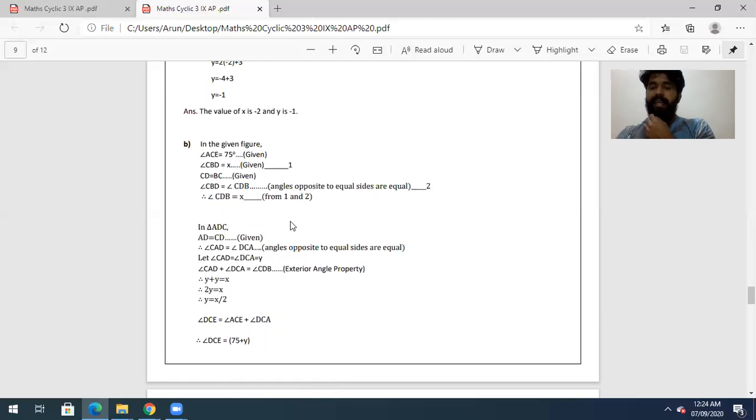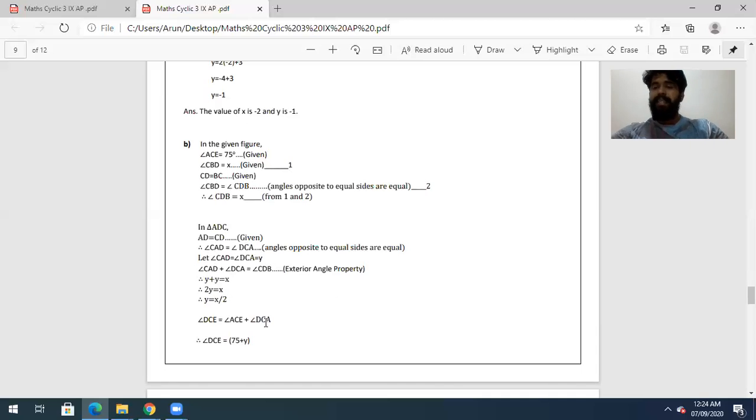Now in triangle ADC, AD is equal to CD is given to us. Therefore, we can say angle CAD is equal to angle DCA. Again, angles opposite to equal sides are equal. So let angle CAD and DCA be equal to y. So angle CAD plus angle DCA is equal to angle CDB. Exterior angle property, which states that the exterior angle of a triangle is equal to the sum of its interior opposite angles. So y plus y is equal to x. So 2y is equal to x. So y is equal to x by 2.